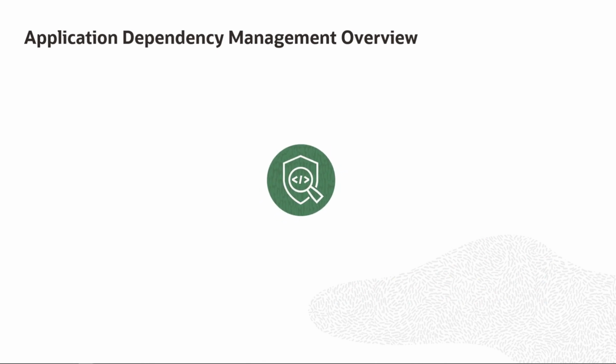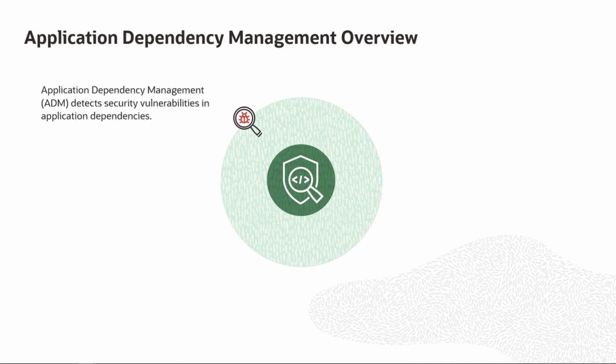Now let's cover the Application Dependency Management Service in detail. The Application Dependency Management Service in Oracle Cloud Infrastructure helps detect security vulnerabilities in the dependencies of your application. This means that the ADM scans all the external libraries and frameworks that your application relies on and alerts you if there are any known vulnerabilities.